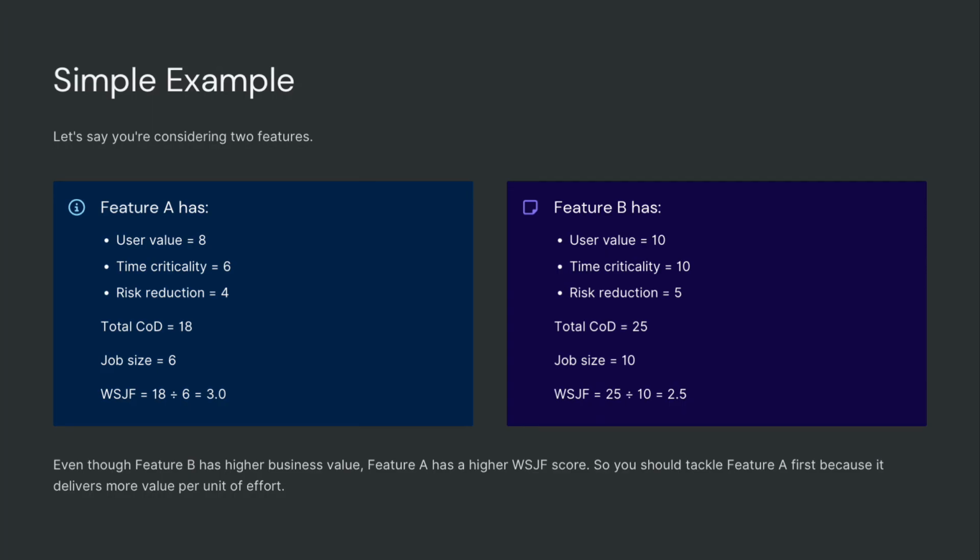Okay, now feature B, maybe higher value: user value 10, time criticality 10, risk reduction 5, COD is 25, but it's bigger. Job size is 10 points. WSJF is 25 divided by 10, 2.5. Yeah, and look at that. That's the interesting part, isn't it?